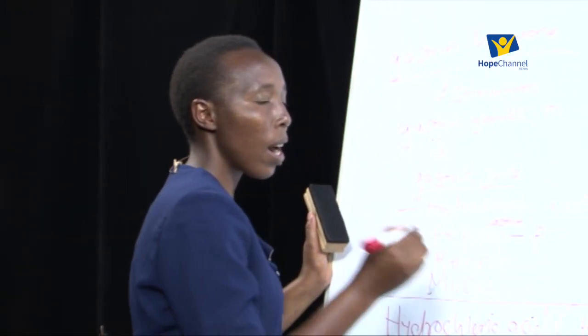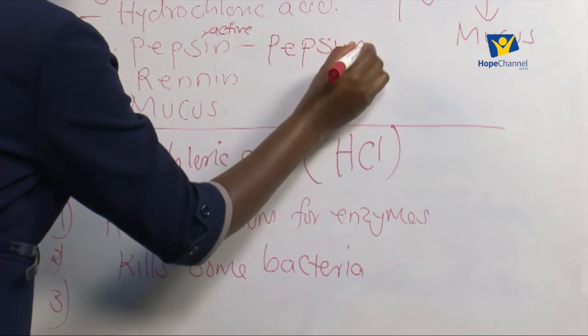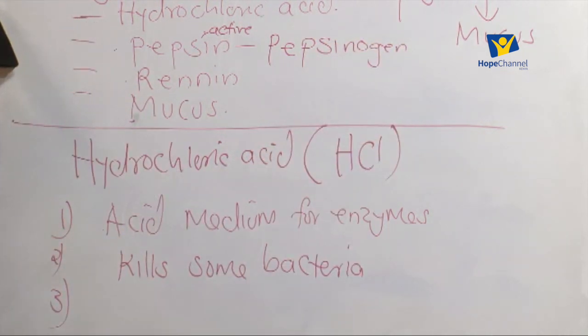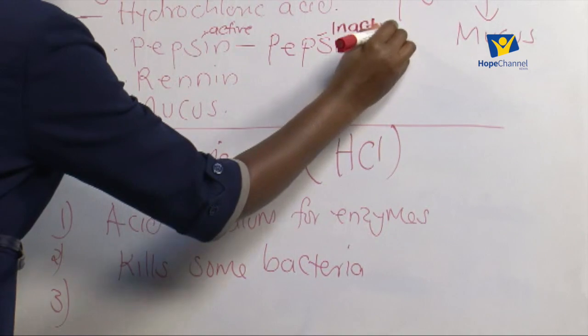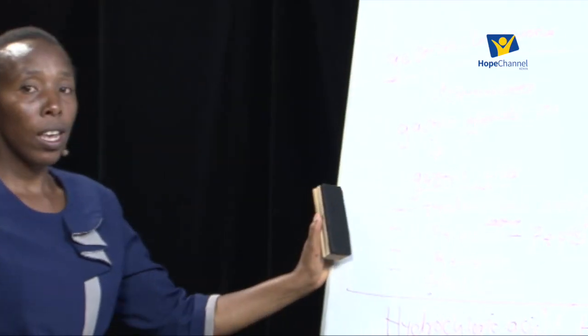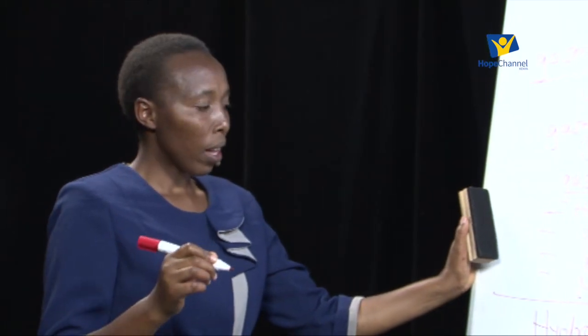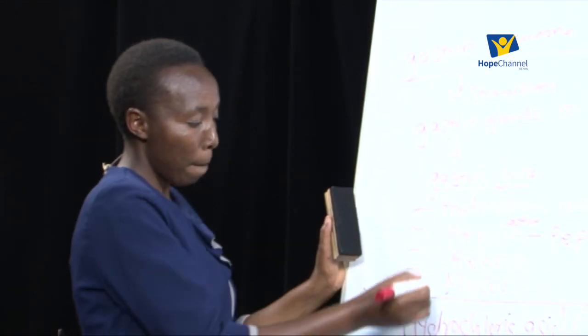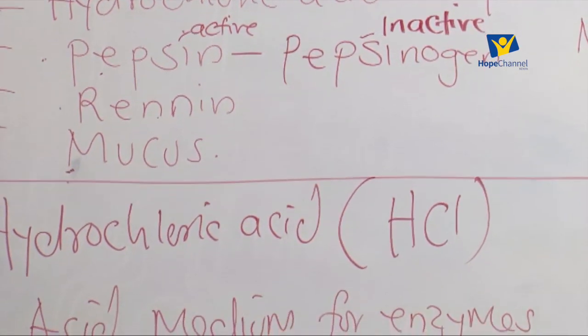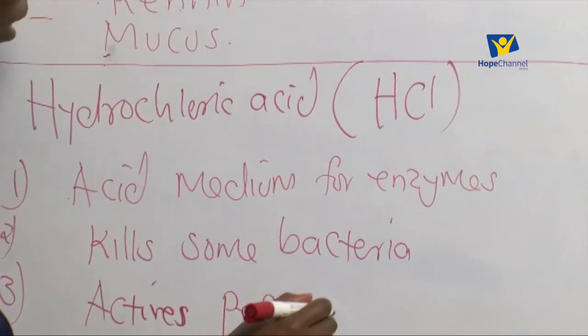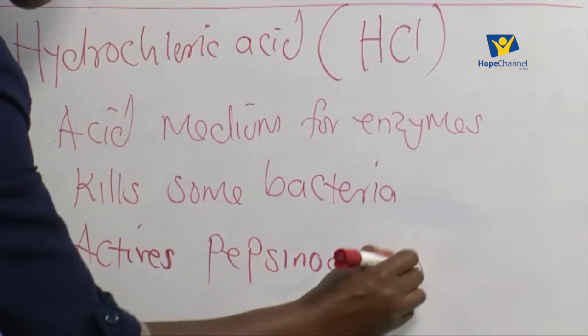And that is why pepsin is always produced in an inactive form known as pepsinogen. Pepsinogen, we say it is inactive. Then it is activated to the active form by hydrochloric acid. So we are saying it activates pepsinogen to pepsin.